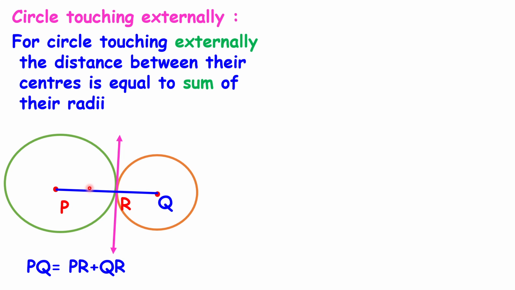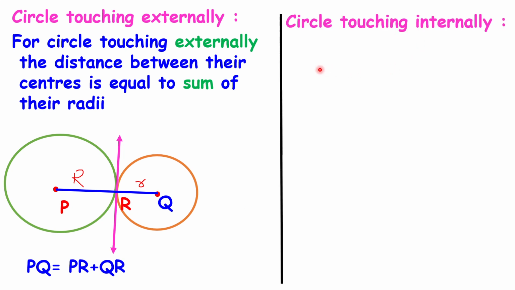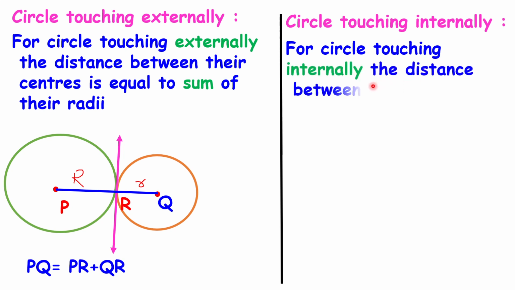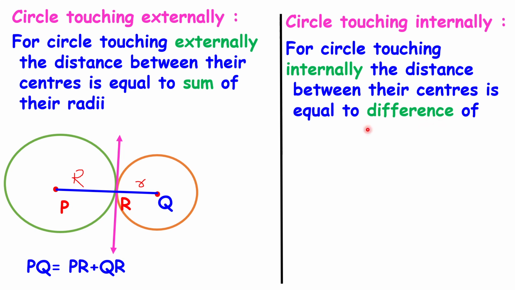But PR is the radius of the circle with center P. Suppose we say capital R. And QR is the radius of the circle with center Q. Suppose small r. Therefore, the distance between their centers, that means PQ, is equal to capital R plus small r. Circles touching internally. For circles touching internally, the distance between their centers is equal to the difference of their radii.